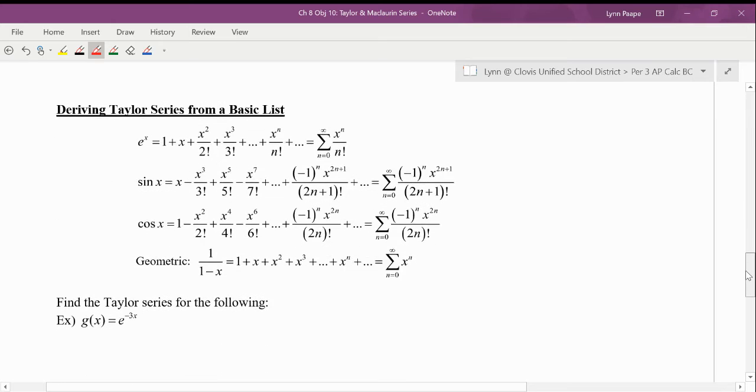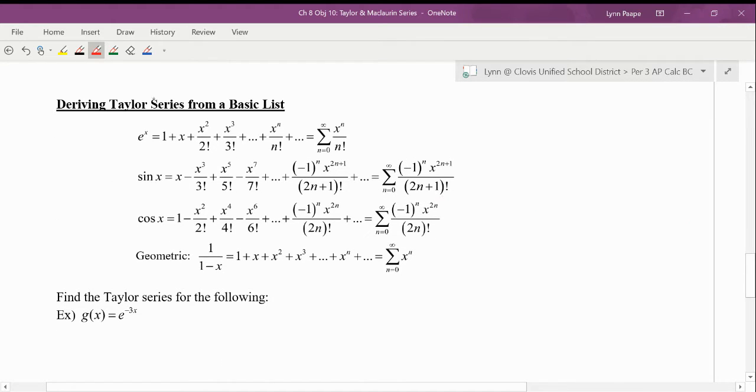All right, so these are Taylor series from a basic list. These are ones that we want to make sure that we memorize: e to the x, sine of x, cosine of x, and then of course our geometric, which is what we did in 8.9. This is more of a generic, where a is equal to 1 and our ratio is x, but keep in mind that a and r can be whatever.